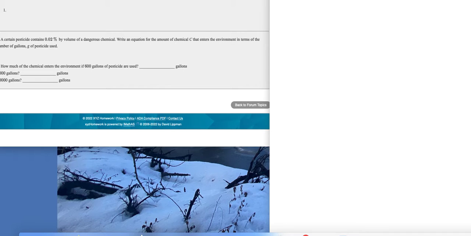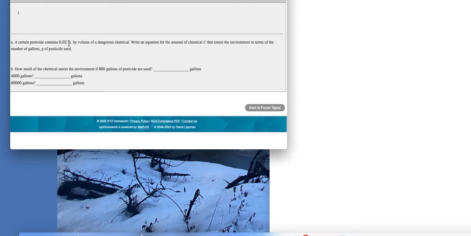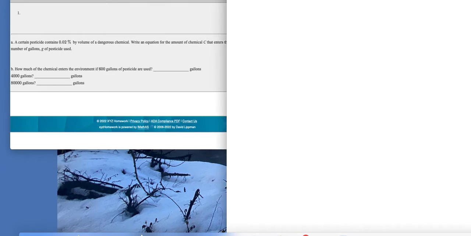Okay, so this one asks: a certain pesticide contains 0.02% by volume of a dangerous chemical. Write an equation for the amount of chemical C that enters the environment in terms of the number of gallons G. Okay, so C in terms of G.